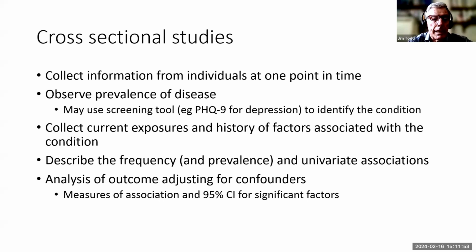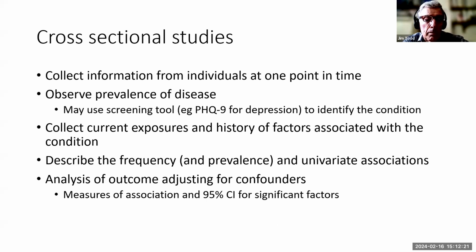Yes. So let's have a look at some of these studies in detail. These will collect information from individuals at one point in time. And so what we're really doing here is analyzing or describing the prevalence of disease. And we might then have a particular tool, the PHQ-9, for instance, for depression, in which we're going to screen the whole population to find out how many people have that particular disease or condition.